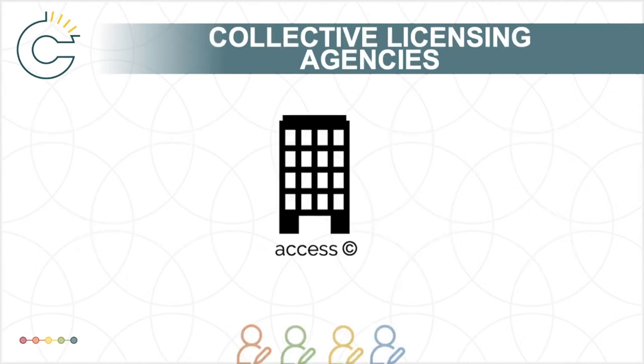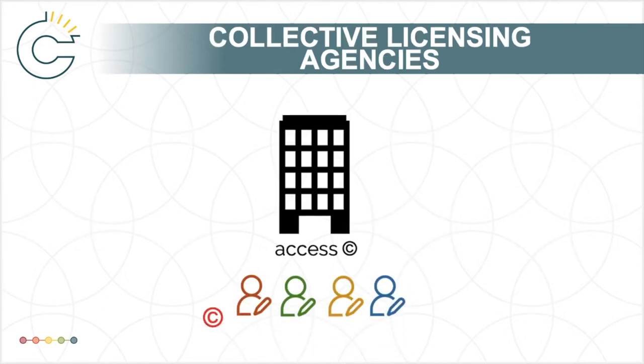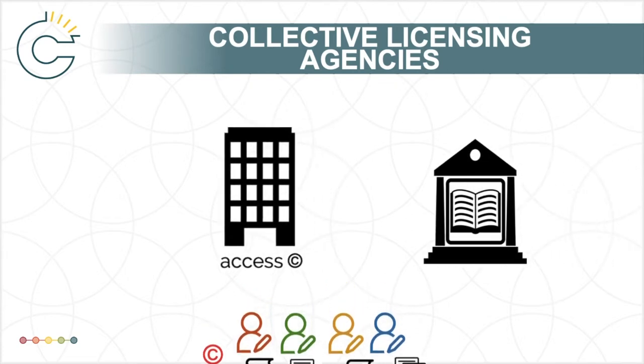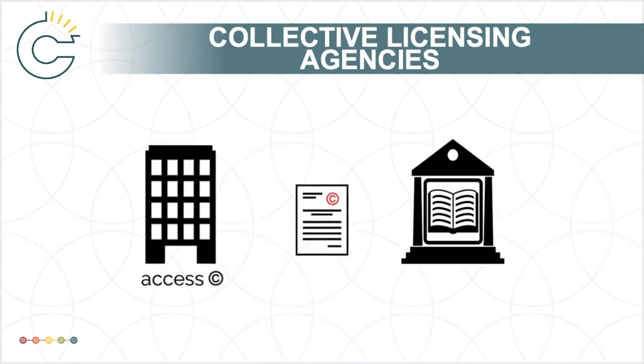Authors and copyright owners can choose to have licenses to their works managed by collective licensing agencies, or collectives, like Access Copyright. Access Copyright manages the copying of the works in its repertoire. Educational institutions can choose to enter into agreements with collectives like Access Copyright in order to cover routine copying of those works in the institutions, according to formulas agreed on by both parties.